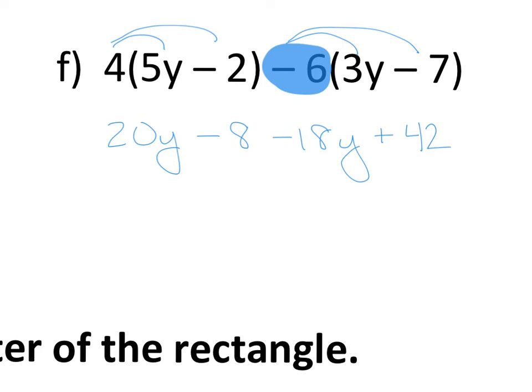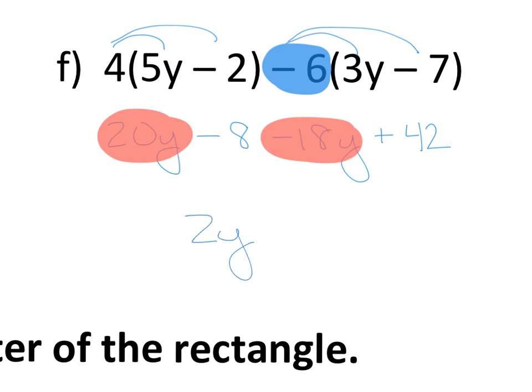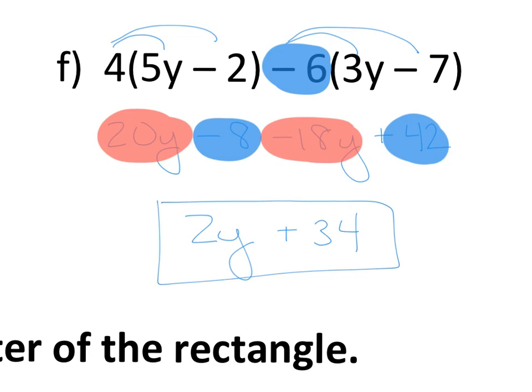So now combine like terms, put the 20y and the negative 18y together, and you're going to end up with 2y. And then on this next guy here, we're going to put the negative 8 and the 42 together. So 42 minus 8 is 34. So we will have plus 34, and that will be your final answer.